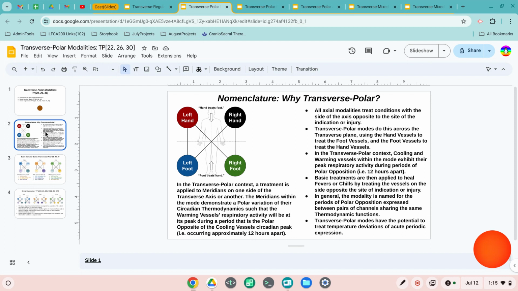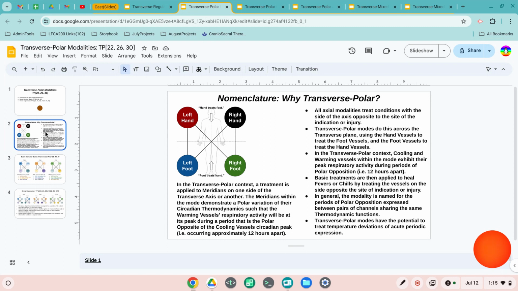In this set of modalities, the vessels used for treatment address thermodynamic conditions that are prone to express themselves at certain times of day. Determining the time of day for which a fever or chill expresses itself most fully will reveal which vessels in the mode require treatment. By stimulating vessels within the mode that sit on the side opposite to the side of the indications, the clinician should be able to implement an effective treatment on behalf of the client.